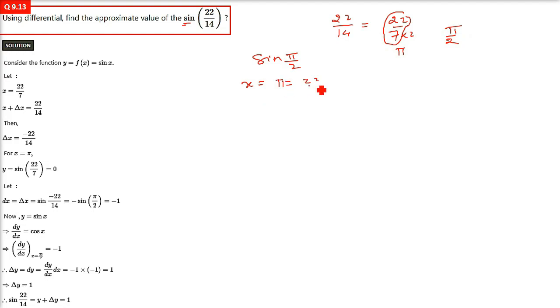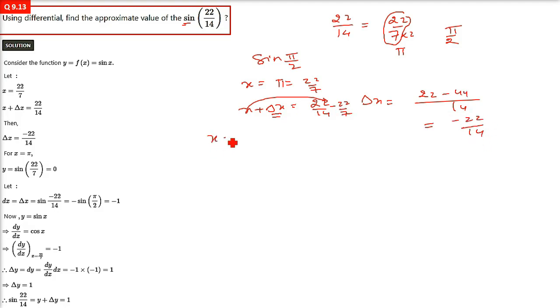Let us assume x as pi, and it's 22 by 7, and x plus delta x is 22 by 14. We have assumed x as pi. We have to do such certain things. So delta x is 22 by 14 minus 22 by 7, which is going to be 22 minus 44, over 14.